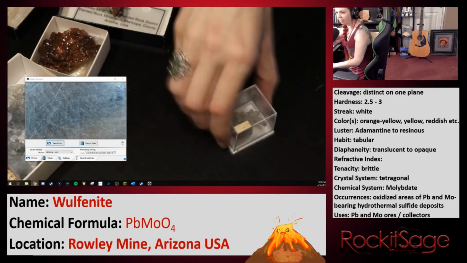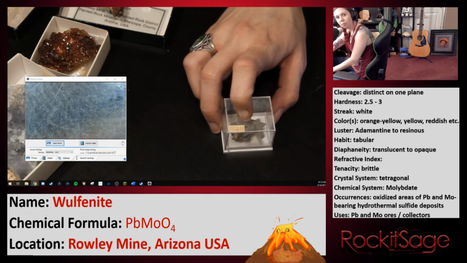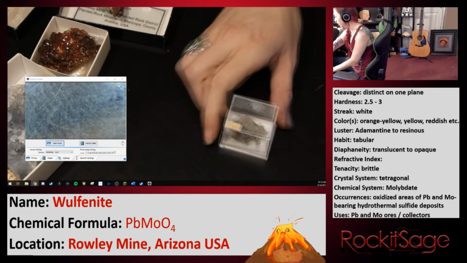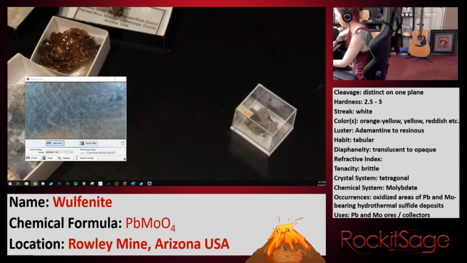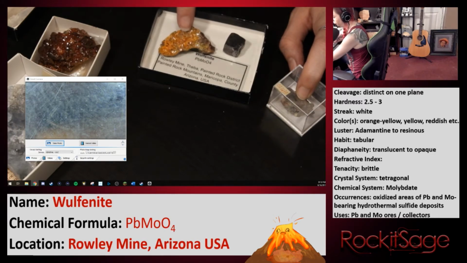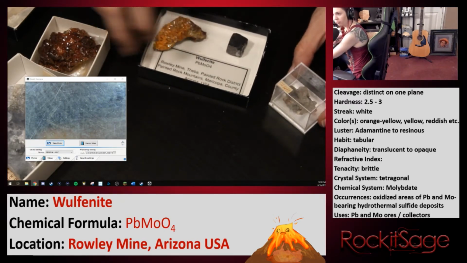And cerussite is a lead-bearing carbonate, so this is the one that'll actually form sometimes due to oxidation of galena in areas that have the chemical components necessary to form this. So this is a carbonate, and this is a molybdate. This is a sulfide. Pretty cool stuff, guys, right?